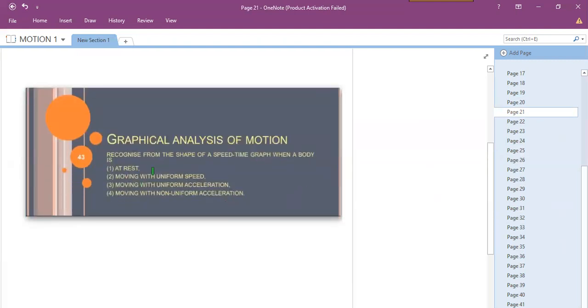So we have to recognize, just from the shape of both the speed time graph and the velocity time graph, in terms of the slope, what's happening. These are just straight lines, and it's easy to interpret straight lines. So is the object at rest? Is it moving with uniform speed? Is it moving with uniform acceleration? Or is it moving with non-uniform velocity?